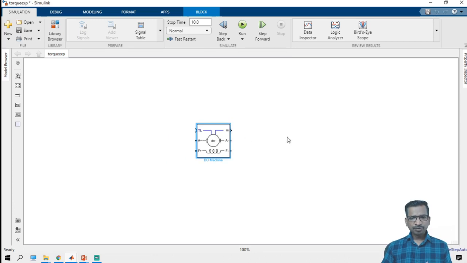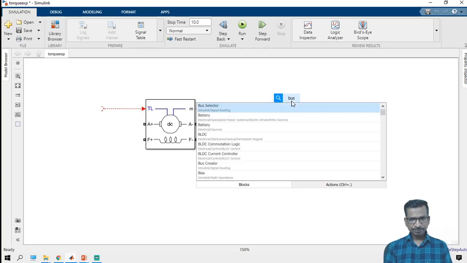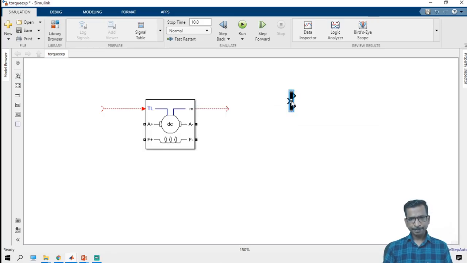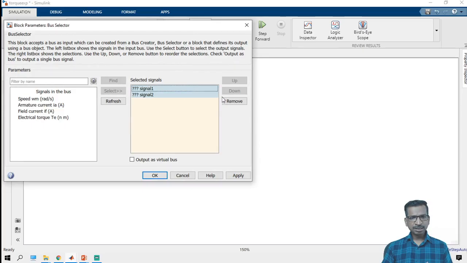Now this is the input terminal for the motor, and these are the voltage supply terminals, and this is the measurement terminal. To measure the output of the block, just take a bus selector, and if you open the block, then you can understand what parameters we can measure with this. We can measure the speed, armature current, field current, and torque.